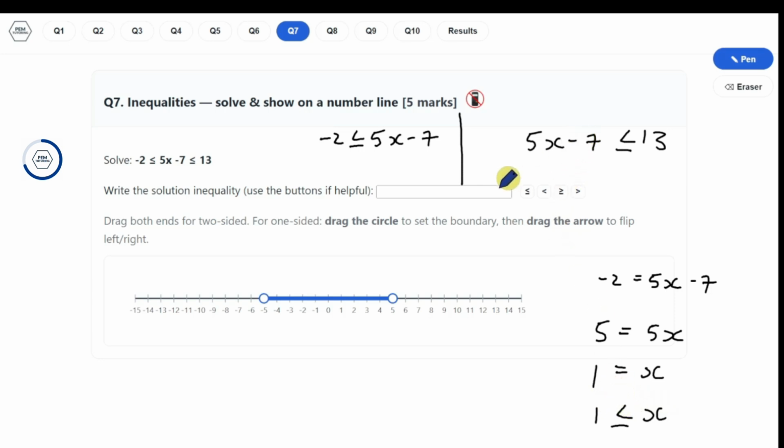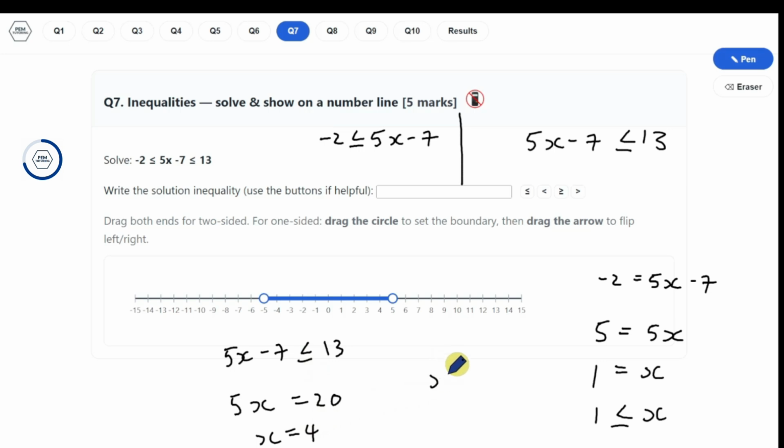Now I'll take this inequality here and solve for that one. So I have 5x minus 7 is less than or equal to 13. Well, I'll just treat this as a normal equation, so just add 7 to both sides. So I have 5x equals 20. I then divide both sides by 5, I get x equals 4. Okay, so then I put the inequality back in.